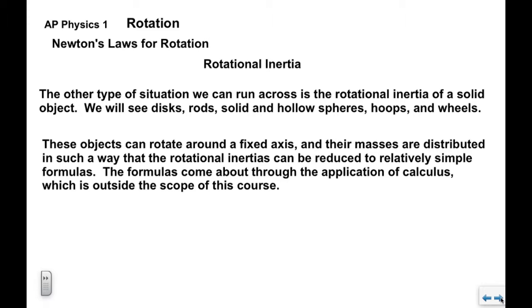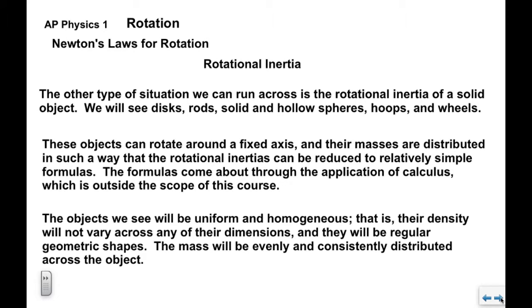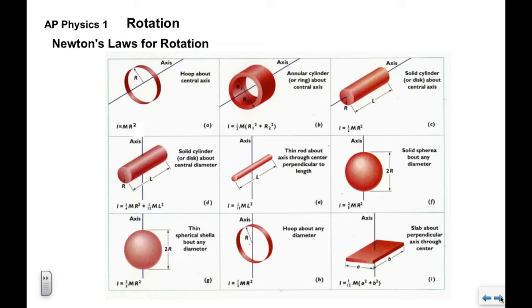The formulas come about through the application of integral calculus, which we don't need to worry about for the time being. The objects we see will be uniform and homogeneous. That means their density will not vary across any of their dimensions. They'll be regular geometric shapes. So the mass will be evenly and consistently distributed across the object.